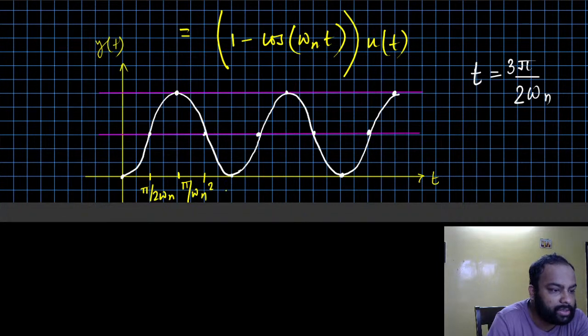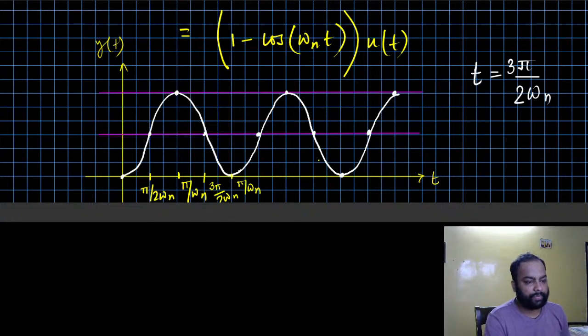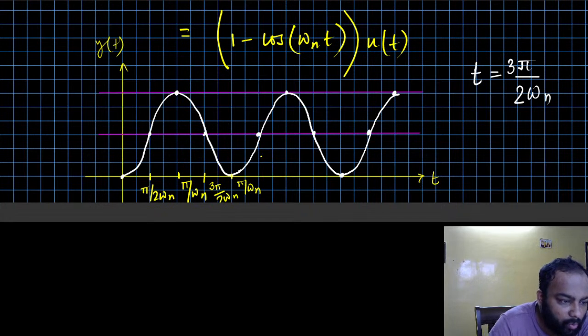Do I need to zoom this? At this point, the time is 3 pi by 2 omega n. At this point, time is 2 pi, or rather pi by omega n, and so on, right? Fantastic. So one complete period of the signal would happen here.